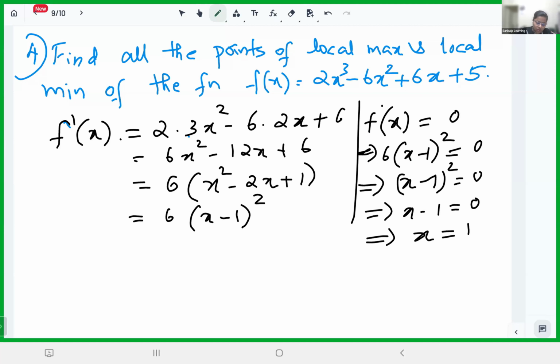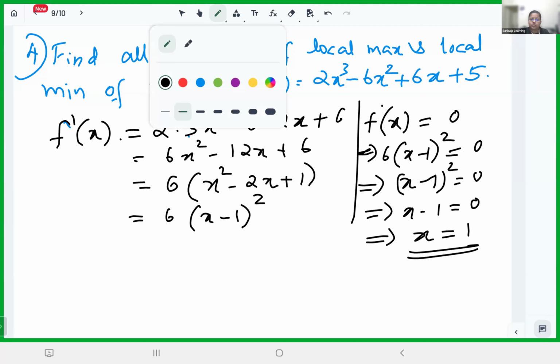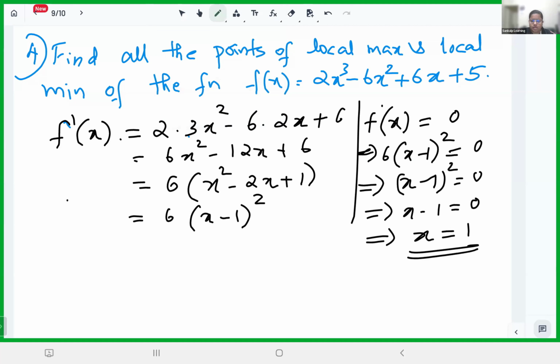Okay, x is equal to 1. It is the only critical point. x equal to 1 is the only critical point. Okay, which means it divides the real line into two intervals: the first is minus infinity to 1, and the second interval is 1 comma infinity, isn't it?